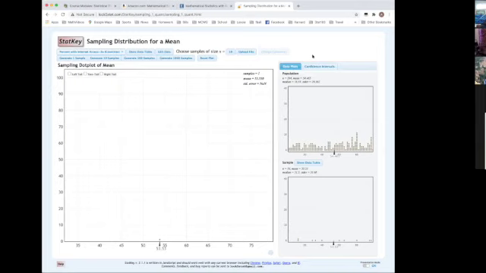Okay, so any questions about what's going on here? What the difference is between the box that's in the upper right, the box that's in the middle, and what's going on in the box in the lower right corner?